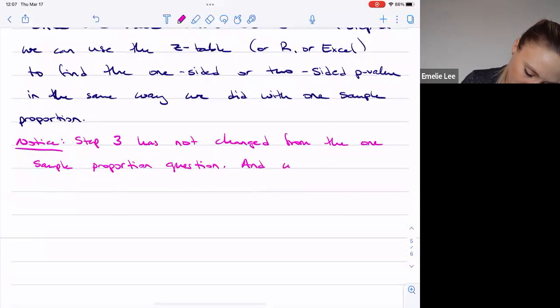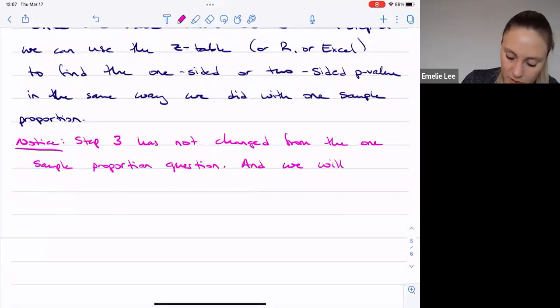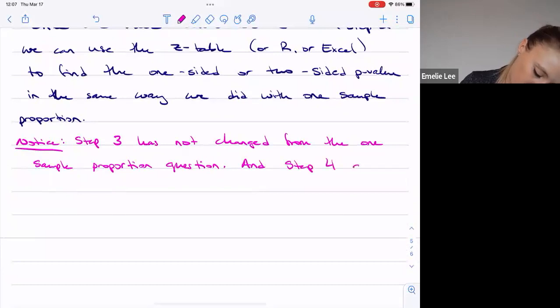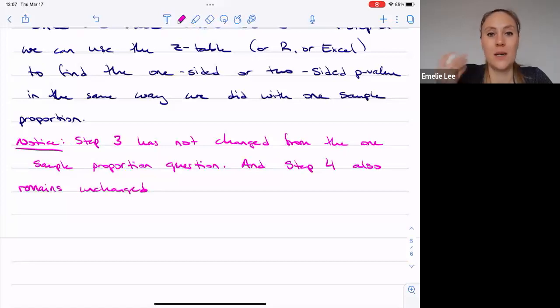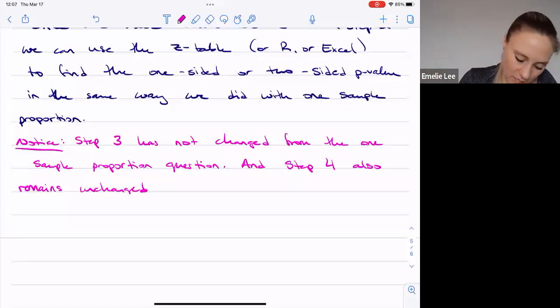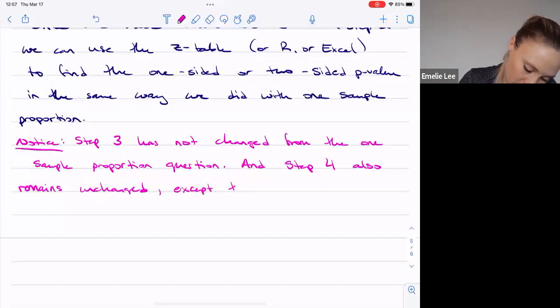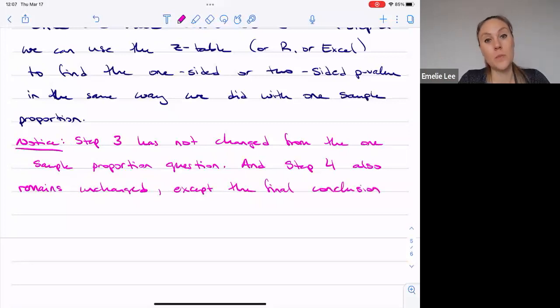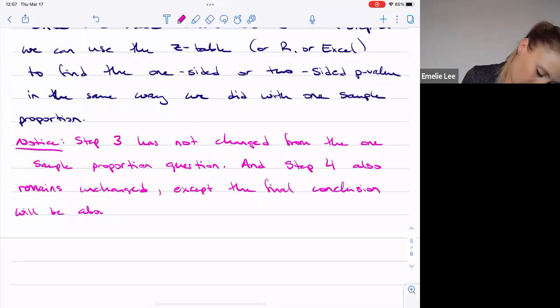And we will also see that step 4 remains unchanged, except the final conclusion will be about the difference in proportions.